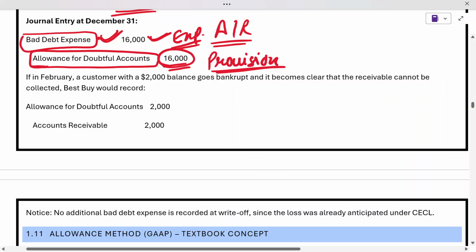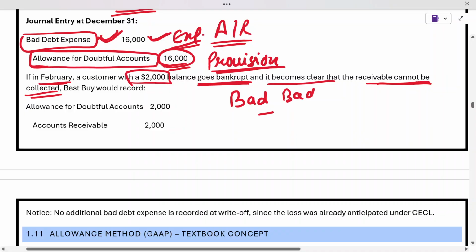Okay, now what will happen? Let's suppose in the month of February a customer with a $2,000 balance goes bankrupt. Now the customer is bankrupt, and it becomes clear that the receivable cannot be collected. No money will be collected. Now you won't be passing the entry at that time like bad debt to accounts receivable. We won't be passing this entry. Why? Because we have already created the provision instead of this bad debt.